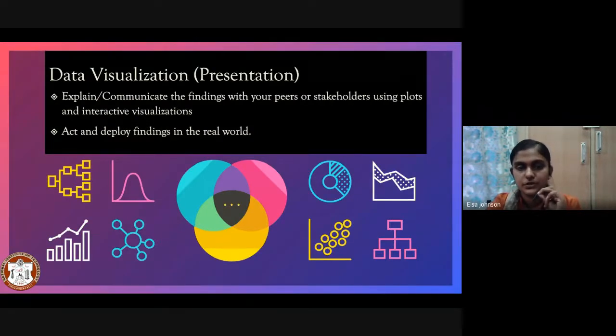Then data visualization. I have given this a separate slide to show you the importance of visualization. You will be finding that this person has diabetes or not. While explaining this to your peers, fellow research scholars, or if you're doing this in a company, to your stakeholders, you need to tell them which particular features are influencing this finding. If you show them an Excel sheet with these relations, it won't be easy to explain. So data visualization helps to explain or communicate.